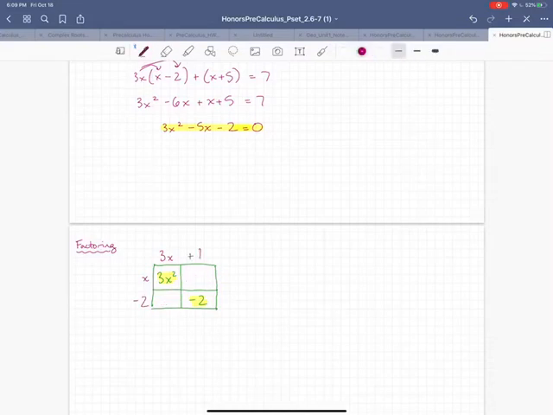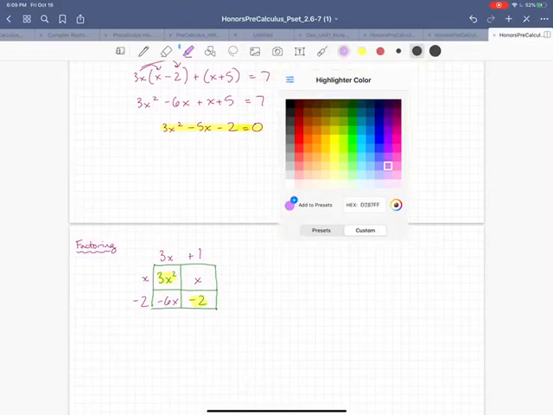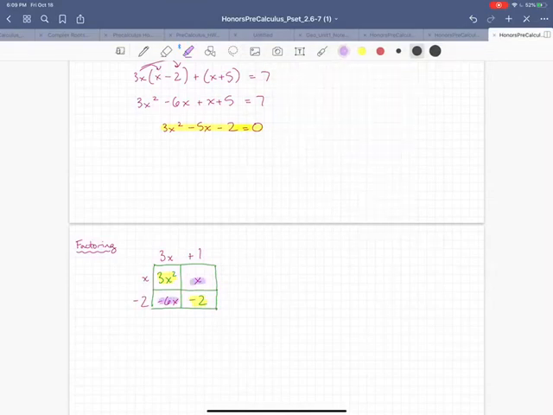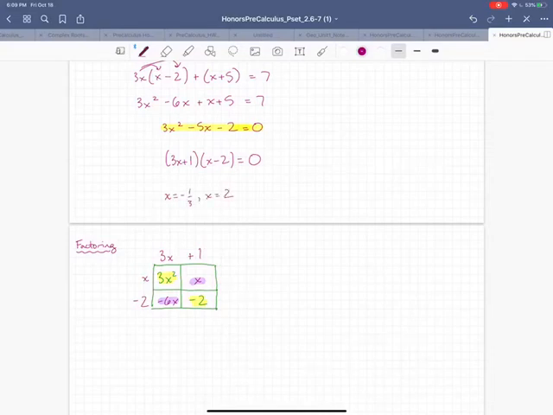Now let's try this. This gives us x, negative 6x. Now if we add negative 6x and x, we get negative 5x, and then the quadratic term and the constant term are what we want. So this quadratic factors as 3x plus 1 multiplied by x minus 2, which means the solutions are negative 1/3 and 2.